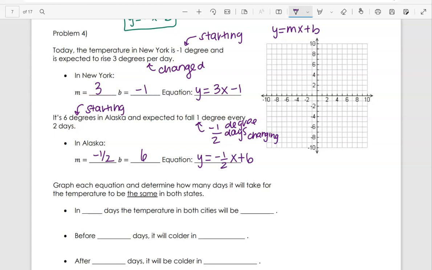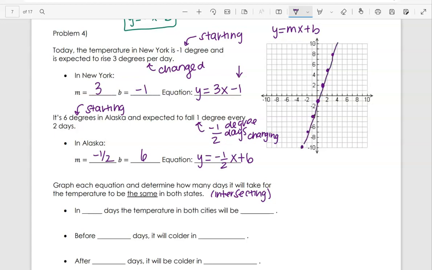So it says graph each equation and determine how many days it will take for the temperature to be the same. Where it's the same, guys, is where it's going to be intersecting. So let's graph these. Let's graph New York first. So here's New York, a y-intercept of negative 1 and a slope of 3. 1, 2, 3, rise, run 1, and I repeat that rise 3, run 1 across the graph.